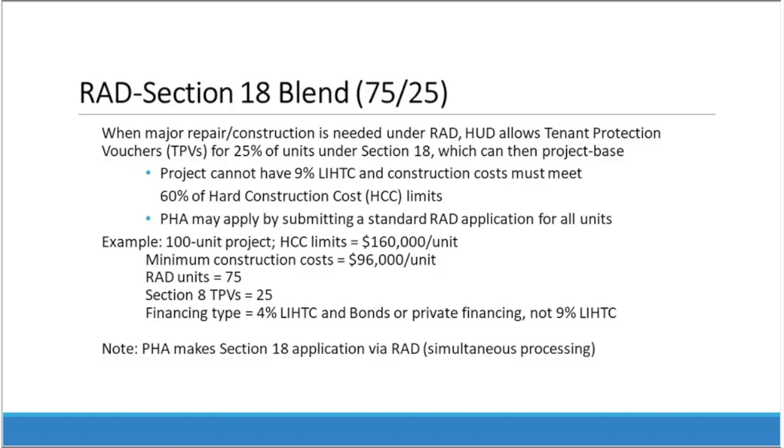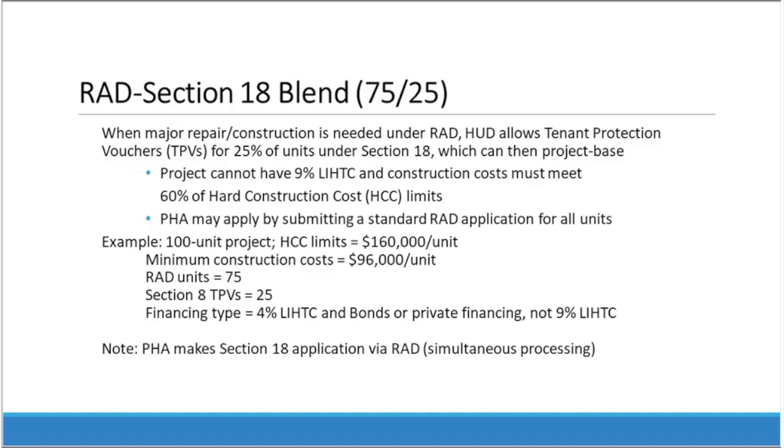So what HUD has done is say, well, in those situations, we'll let a housing authority say, I'm going to take this property and 75% of my units in this property will go RAD and 25% of the units in this property will go Section 18. Those 25% will get a tenant protection voucher. So the revenue for those 25% will be based upon your FMRs. The revenue for the 75% will be based upon your RAD rents, thus allowing you to borrow a little bit more money.